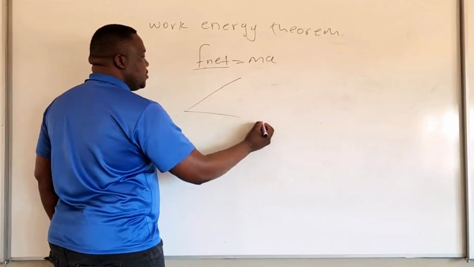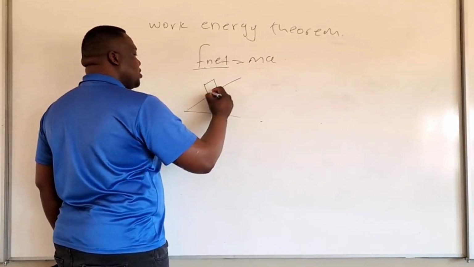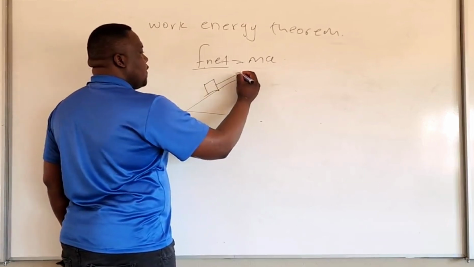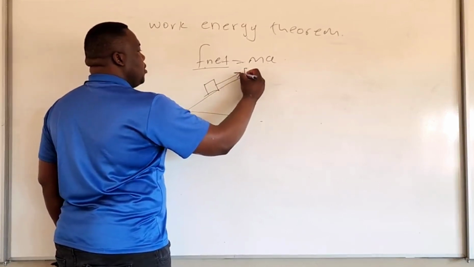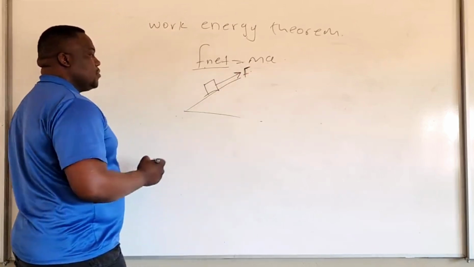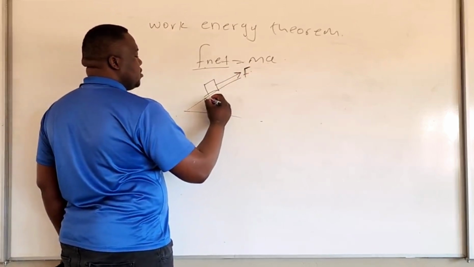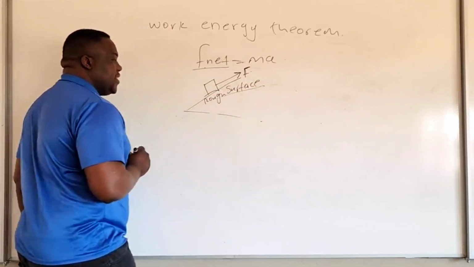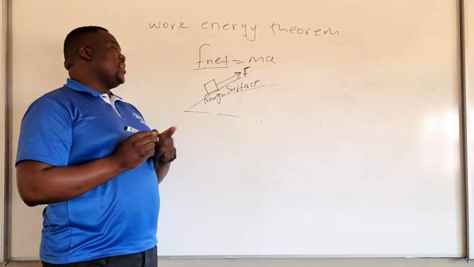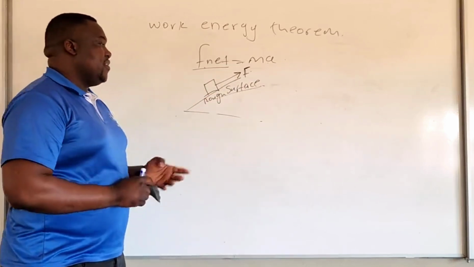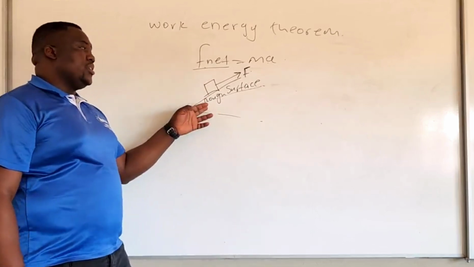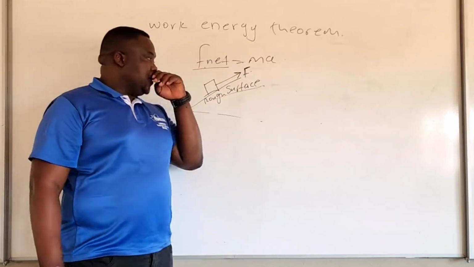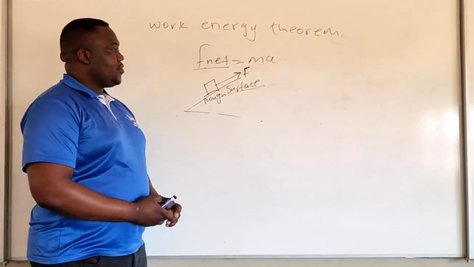If we can have this, and we have a box which is being pulled up by force F on a rough surface. I told you in the first lesson that immediately you hear the word rough surface, it means there is friction. When you are told that it's a smooth surface, it means there is no friction.